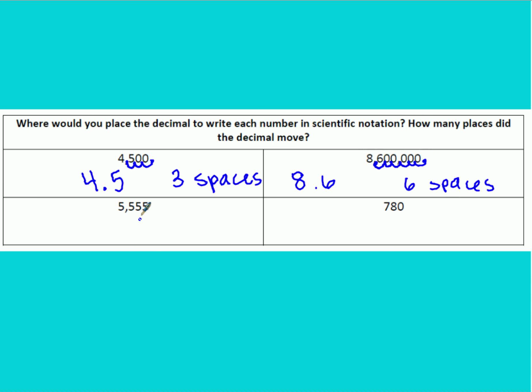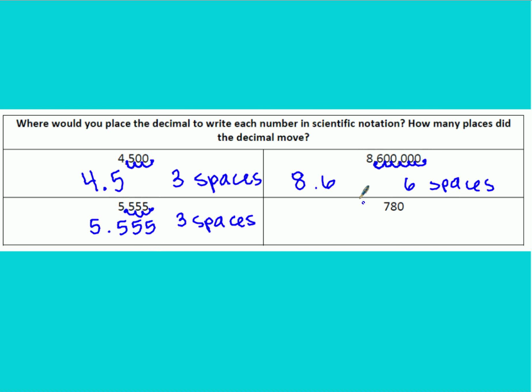In our next example, we had 5,555. Our first non-zero digit when we read left to right is this 5. So we're going to make 5.555. Now notice I have 3 numbers after my decimal point here. That's because we didn't have any zeros at the end of this number. So there's nothing that we can get rid of this time. We are going to write 5.555. And our decimal would have started at the end here. That's going to mean it needed to move 3 spaces.